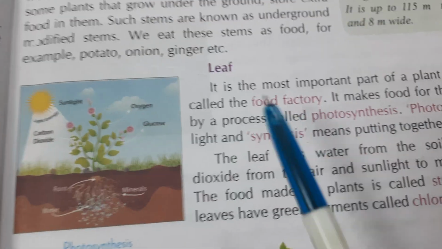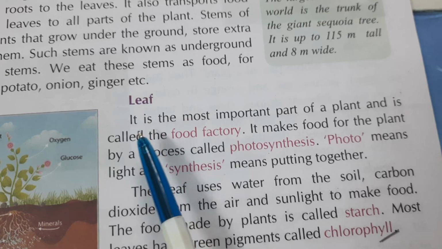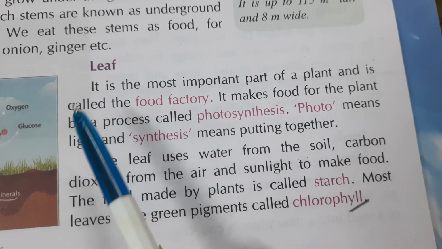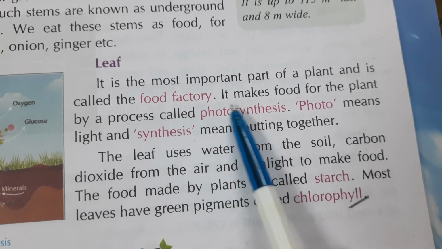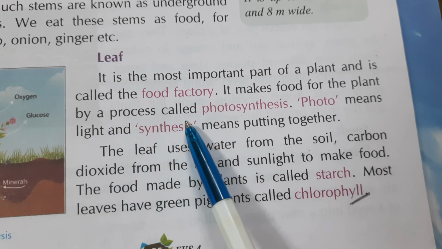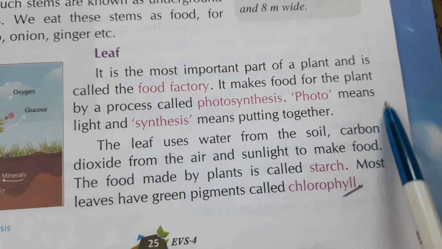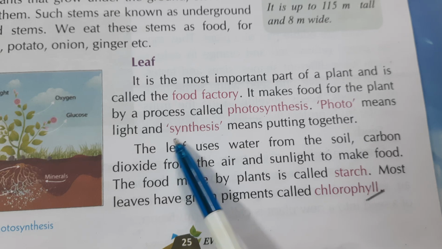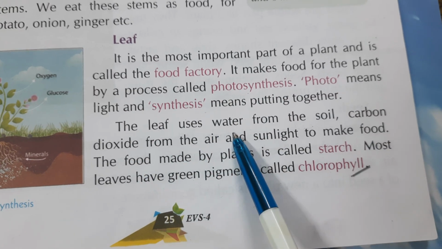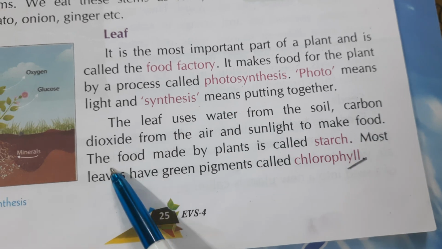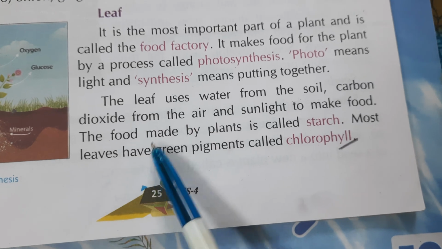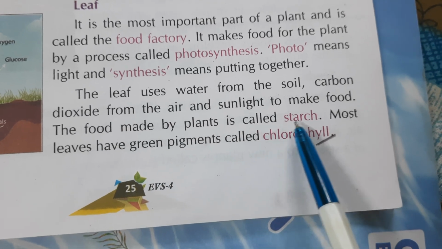Now we are going to study about leaves. The leaf is the most important part of a plant and is called the food factory. It makes food for the plant by a process called photosynthesis. Photo means light and synthesis means putting together. The leaf uses water from the soil, carbon dioxide from the air and sunlight to make food. The food made by plants is called starch.